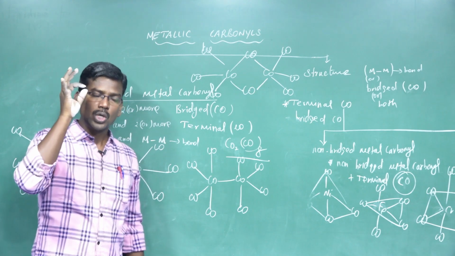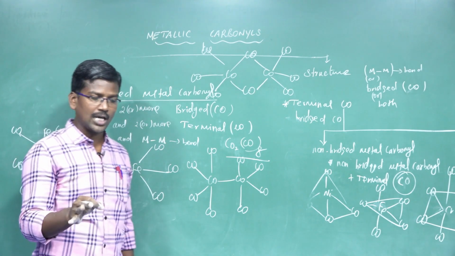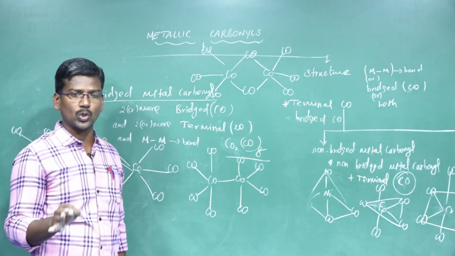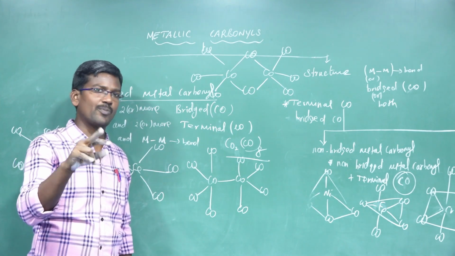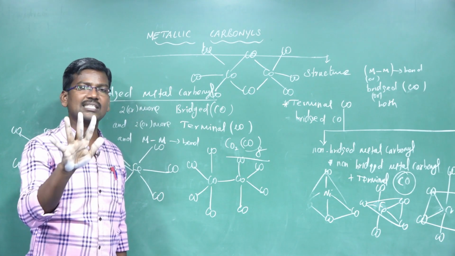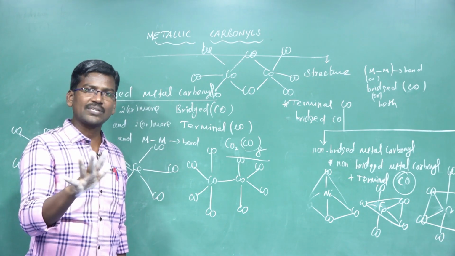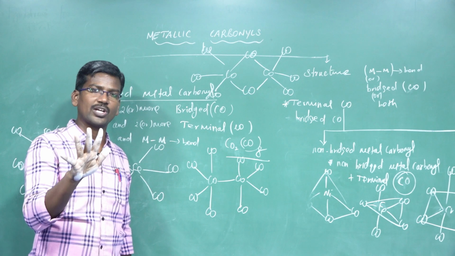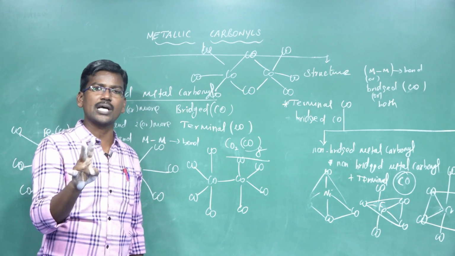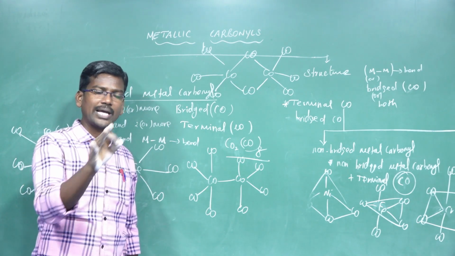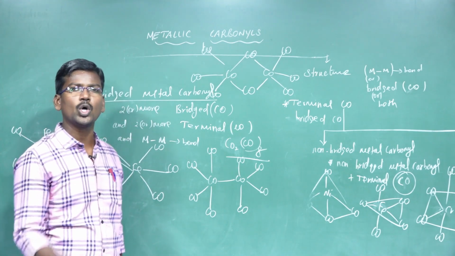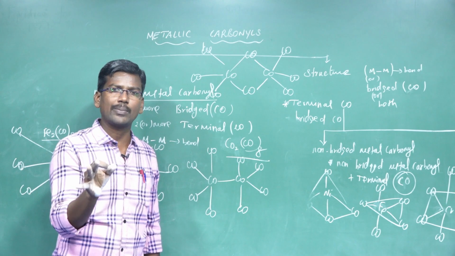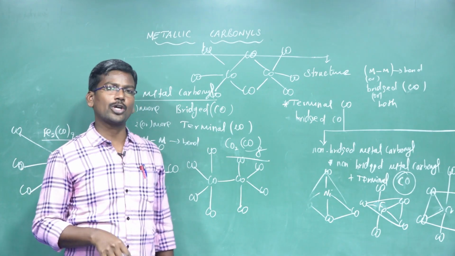Okay? So metallic carbonyls are first classified into 2 types. One is classification based on the number of metal atoms, another is classification based on the structure. The classification based on the number of metal atoms is further classified into 2 types: mononuclear metal carbonyl and polynuclear metal carbonyl. Polynuclear metal carbonyl is further classified into 2 types: homonuclear metal carbonyl and heteronuclear metal carbonyl.